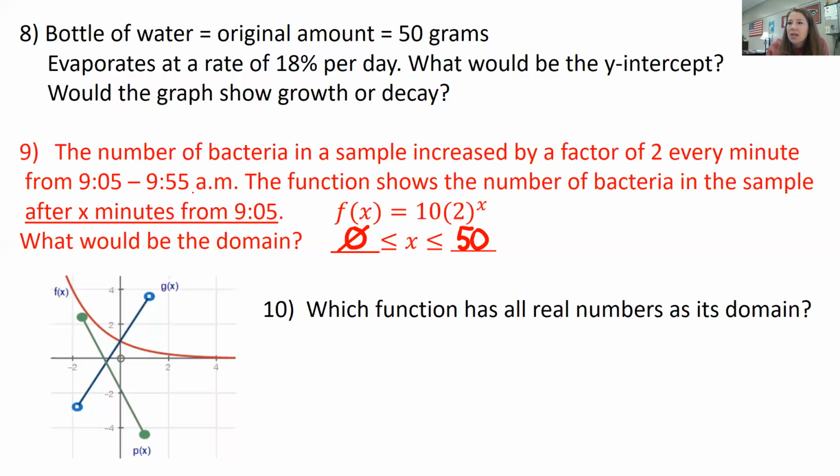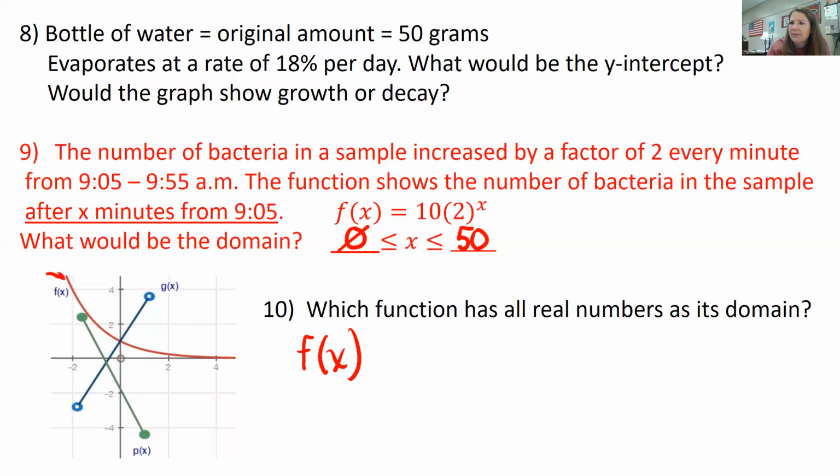I hope so. All right, so number 10 is asking which of these functions, so we have a red line, a blue line, and a green line, has all real numbers as its domain? So domain, remember, that is your x values, right? The blue line definitely has a stopping and beginning point, and the green line does also, but the red line shows that it goes on forever, from negative infinity to positive infinity, right? So it would be f of x, or in other words, the red line.